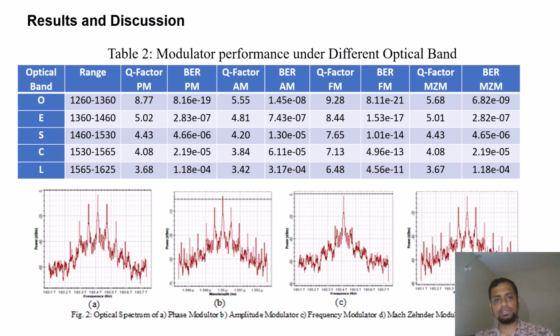In both cases we found the Q factor and BER value, and on the left side you can see we use different optical bands like O band, E band, S band, C band and L band. So that means we are using 5 different optical bands. Also, we use 4 different optical modulators. Then we found the results.